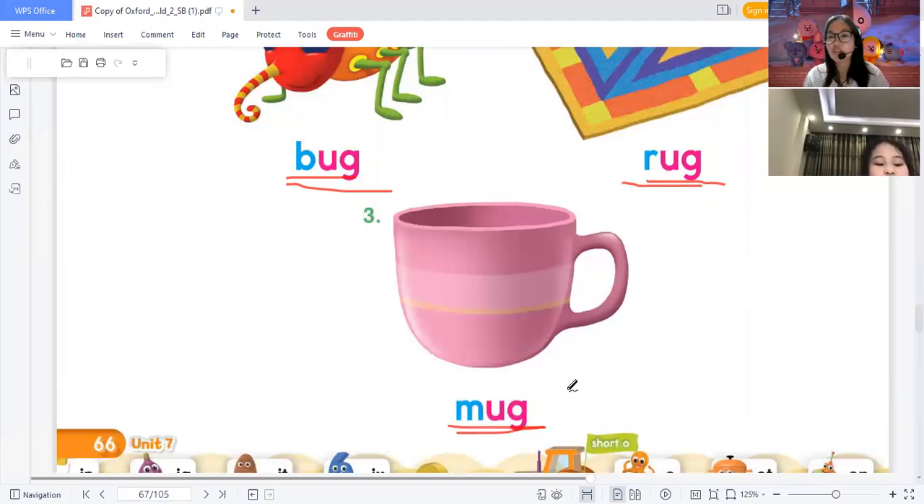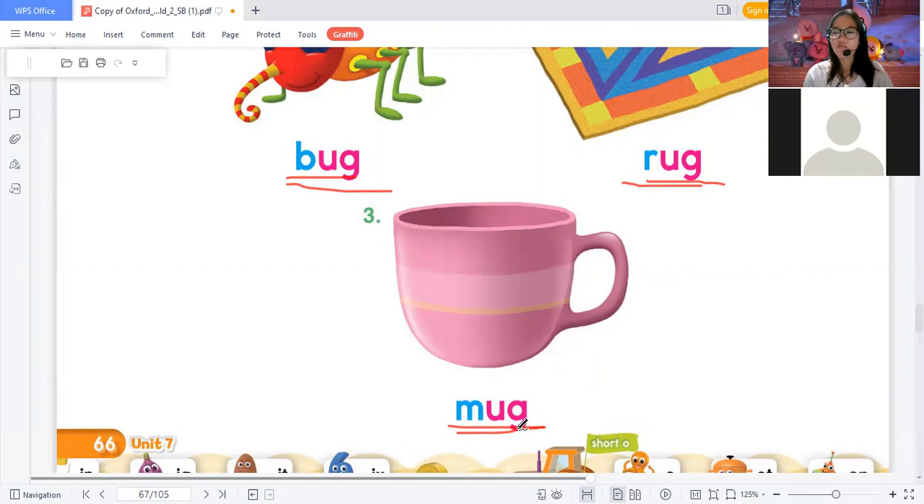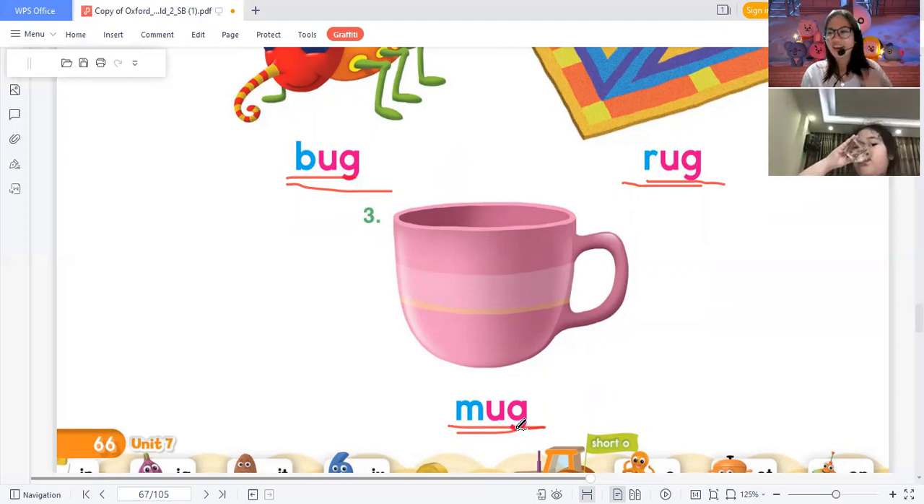Okay, number three. Do you know what a mug is? Like mug. You drink milk or you drink coffee. Yes, you use a mug, okay? A mug. Did you get that? Okay, wow. Drink water! Oh, that's not a mug. It's a glass. Yes, a glass of water.